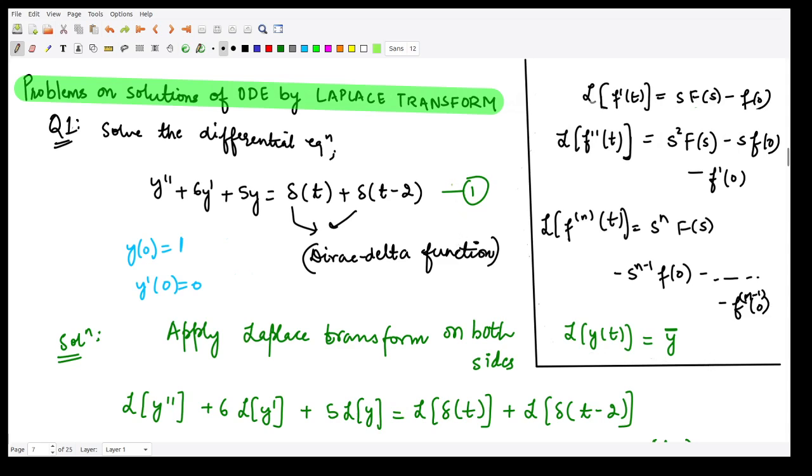In this video we shall see some more problems of ordinary differential equations where the solutions of such equations are found using Laplace transform. So let us have a look at our first question.